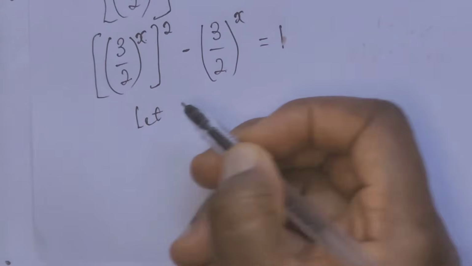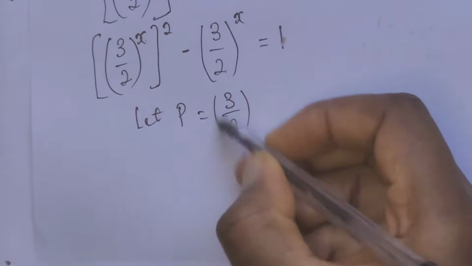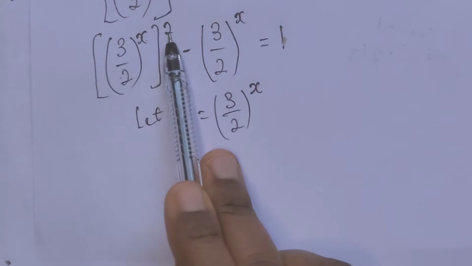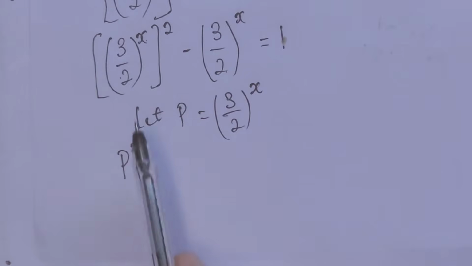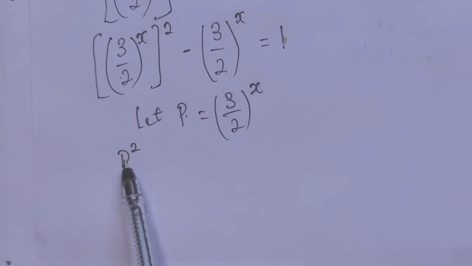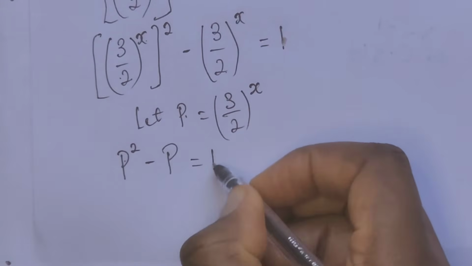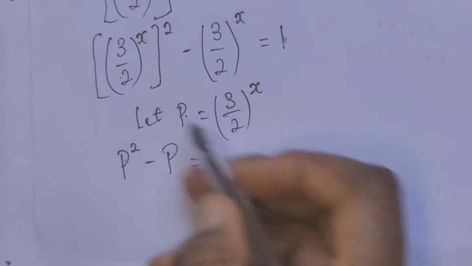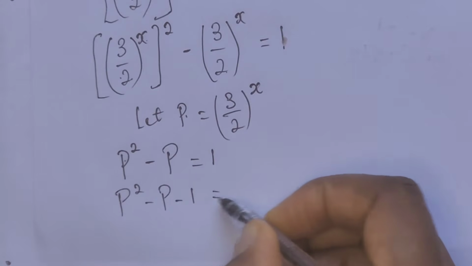So let p be equal to 3 over 2 all to the power of x. So this 3 over 2 to the power of x further raised to the power of 2, we now have p squared. So we have 3 over 2 all to the power of x, which is p. We have p squared minus p, which is equal to 1. So moving this over, we have p squared minus p minus 1 equal to 0.